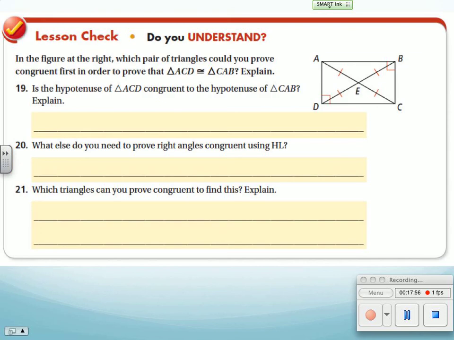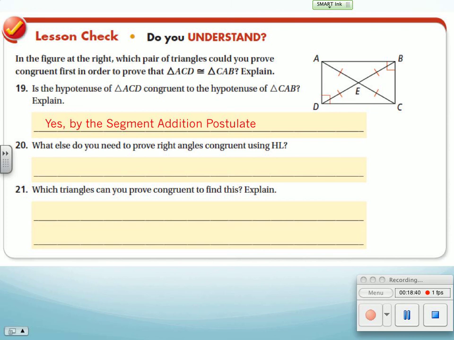So let's quickly check our lesson. In the figure, which pair of triangles could you prove congruent first in order to prove triangle ACD is congruent to triangle CAB? So it's ACD and CAB. Is the hypotenuse of ACD congruent to the hypotenuse of CAB? Yes, their hypotenuses are congruent, and we can use the segment addition postulate to prove that, because this plus this is congruent to this plus this, since all those things are congruent.